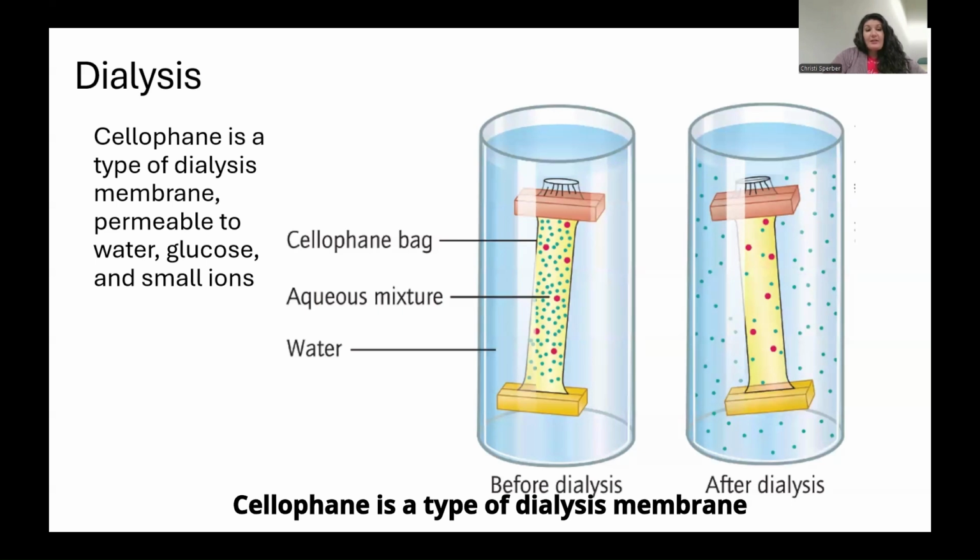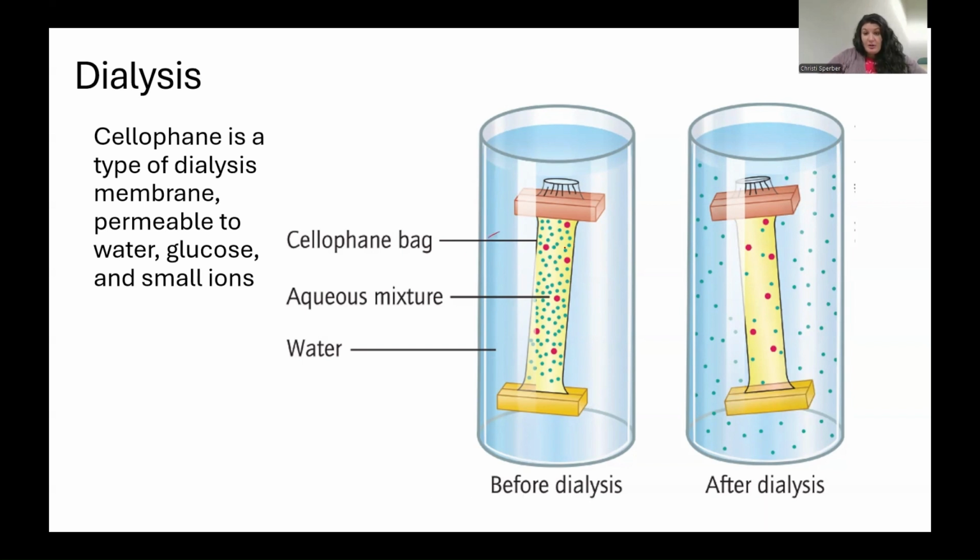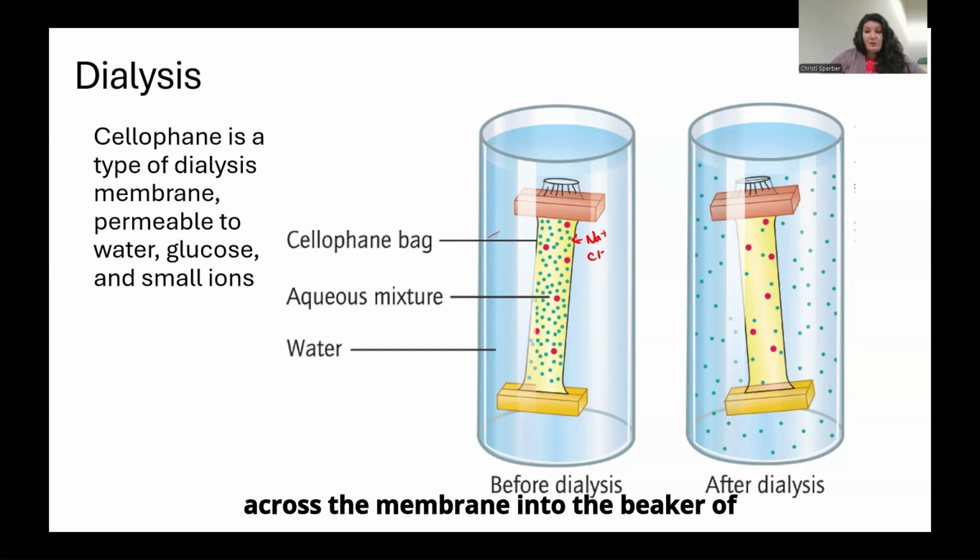Cellophane is a type of dialysis membrane permeable to water, glucose, and small ions. So the green dots are sodium and chloride ions. They can diffuse across the membrane into the beaker of water until the concentration inside and outside of the cellophane bag is isotonic. The proteins are the red dots. They cannot diffuse across the membrane because they're a colloid, and therefore they stay in that bag.